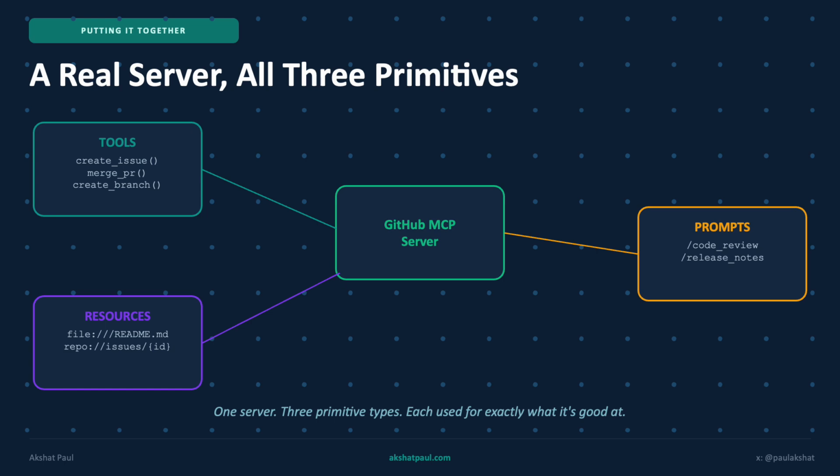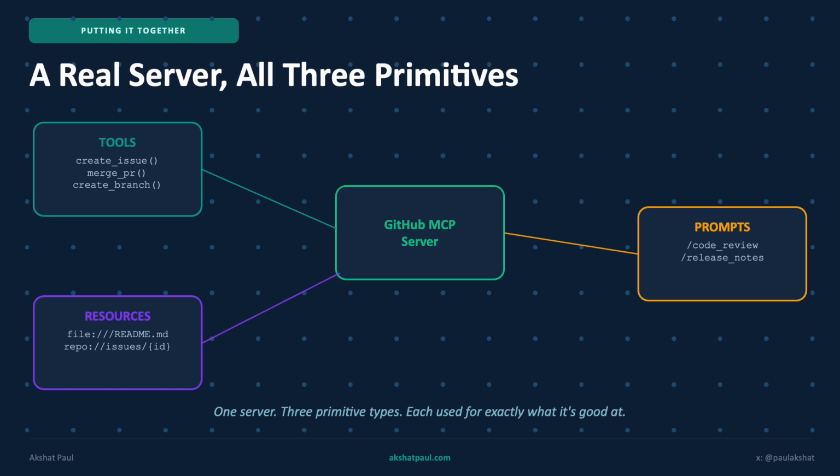For resources, it exposes things like file://read.md for reading the repository's documentation, and a templated resource like repo/issues/id for reading any specific issue by its ID. These are read-only, pulling data into context without taking action. For prompts, it exposes /commands like code review and release notes, standardized workflows that a human explicitly triggers when they want a specific, well-structured interaction.